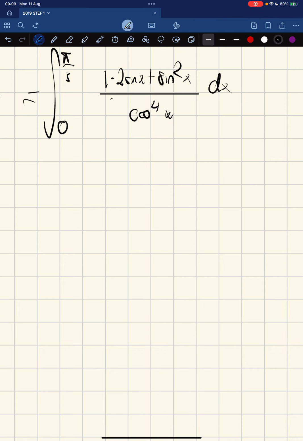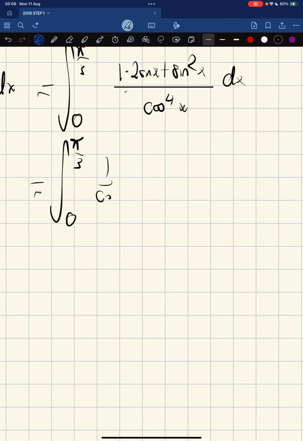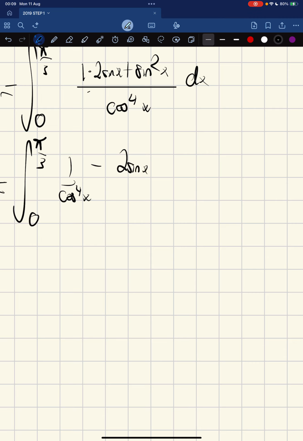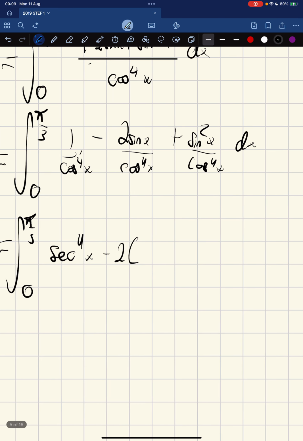Similarly, we can split the integral here now. So we get the integral from pi over 3 to 0 of 1 over cos to the 4x minus 2 sine of x over cos to the 4x plus sine squared of x over cos to the 4x dx. This is obviously going to be sec to the 4x, and this is going to be 2, sine over cos is tan, and we still have a cos cubed, so it's going to be sec cubed x tan of x. We have 2 obviously there.